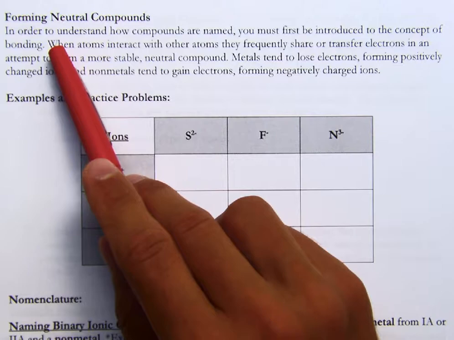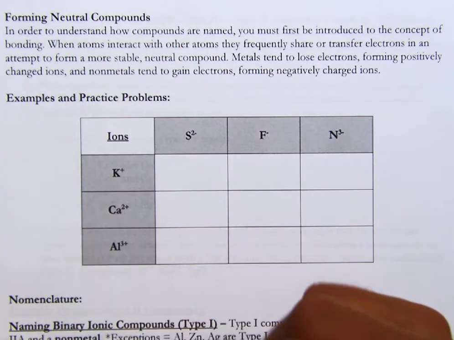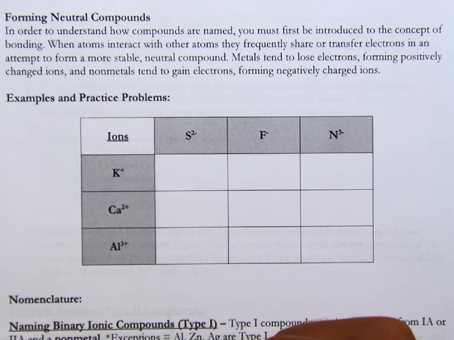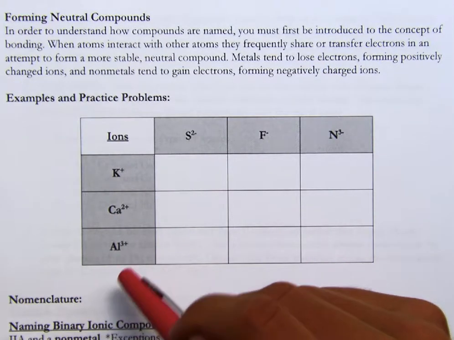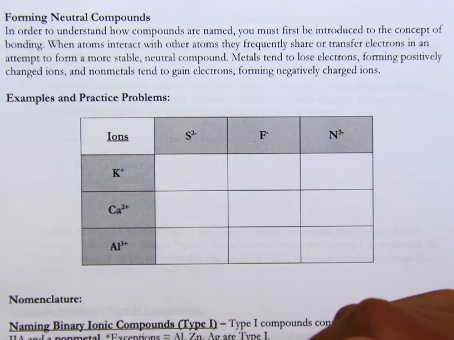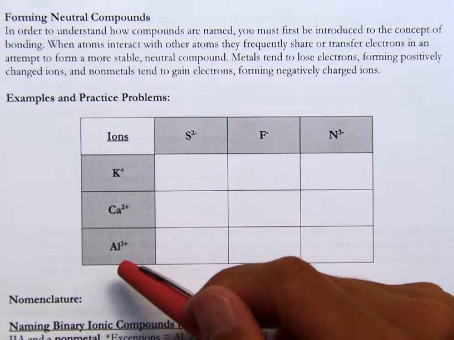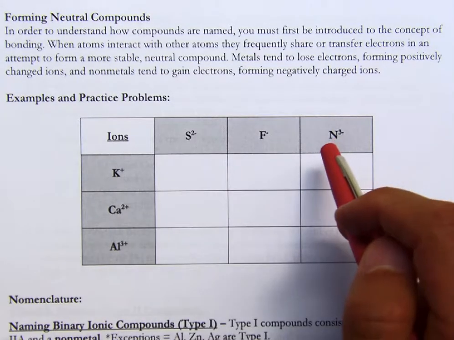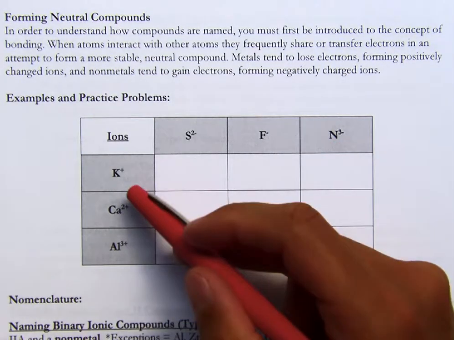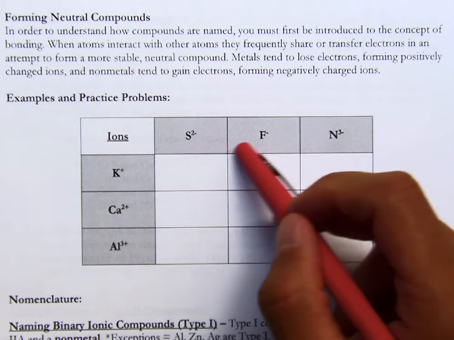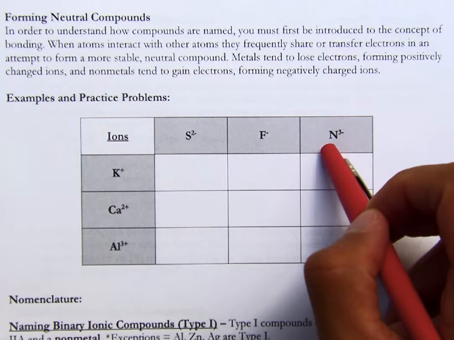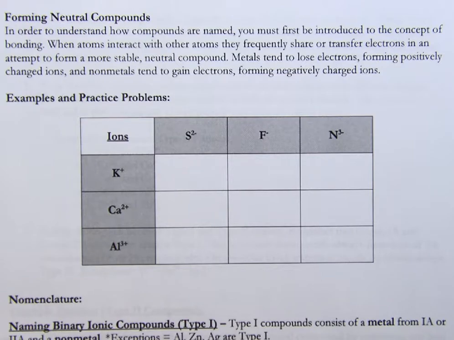As it says here, in order to understand how compounds are named, you first need to be introduced to the idea of bonding. During bonding, atoms either share or transfer electrons. With positively charged ions and negatively charged ions, these are forming ionic compounds. It's typically a metal that is positively charged and a non-metal that is negatively charged. The metals tend to lose one or more electrons to become positively charged, and the nonmetals tend to gain one or more electrons to become negatively charged. And then those two ions will interact, and when they interact, they will form the simplest neutral compound.